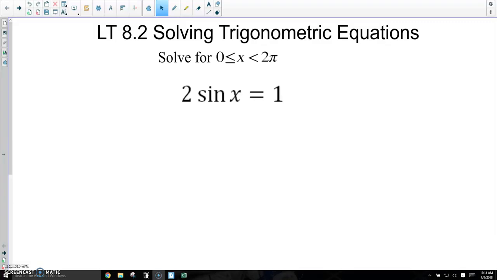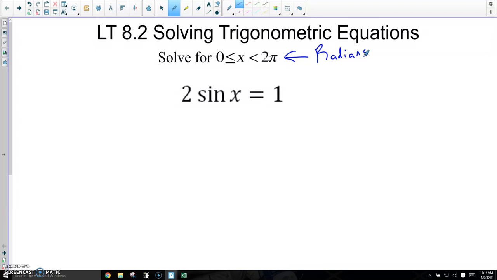Good afternoon, guys. So today we are going to be starting Learning Target 2, solving trig equations. We are going to be solving these in radians. As you can see here, we're solving for all things between 0 and 2 pi, so that's telling us that we want our answer in radians. I'm going to go ahead and find all of our answers in degrees first, and then transform into radians, just because I think it makes a little bit better sense to most people.